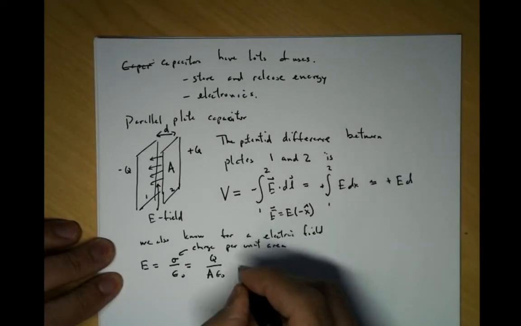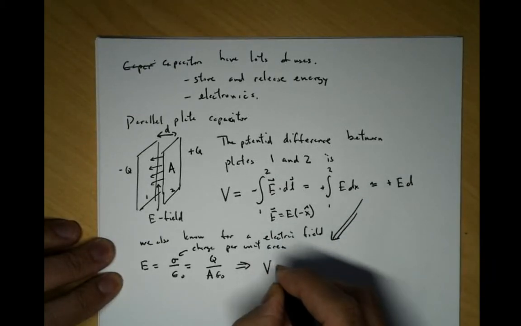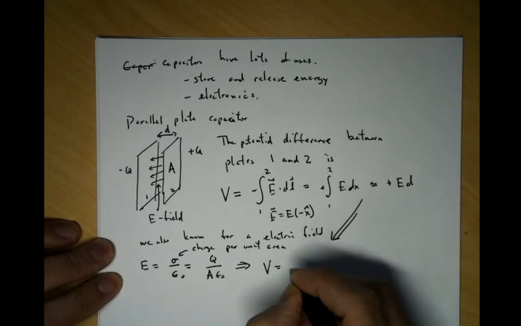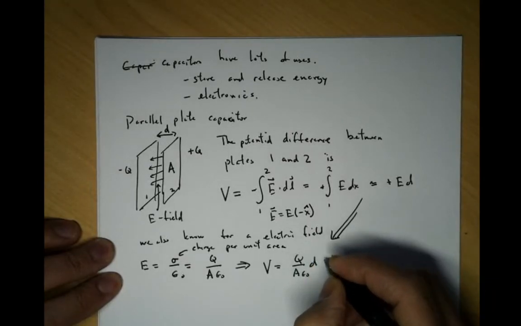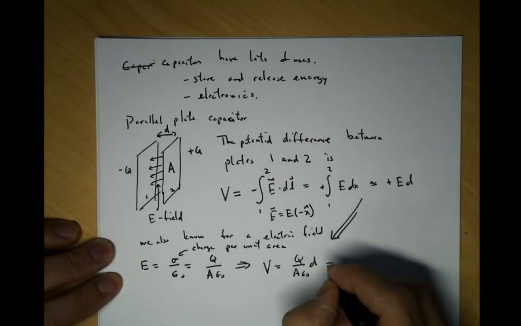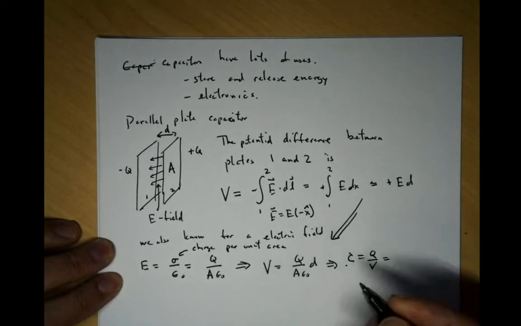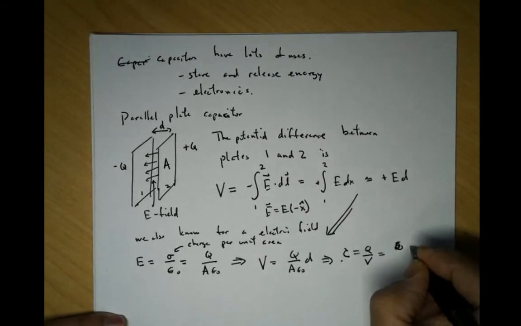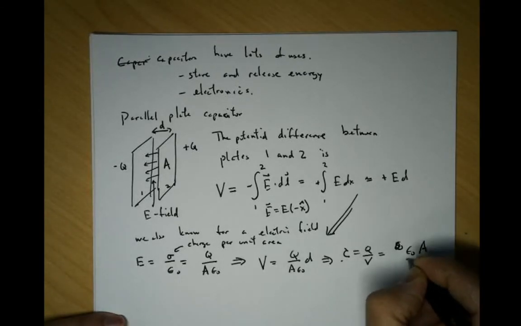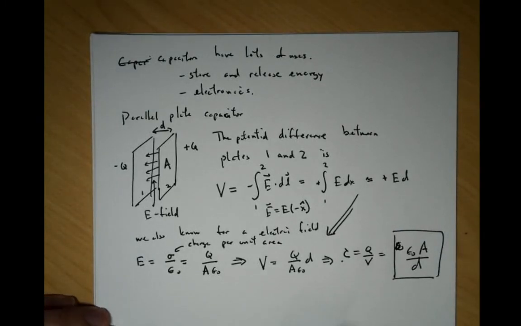So you combine these two things together. It means V is equal to, let's see, E times D, so it's Q over A epsilon 0 times D. And so what this implies is that C is equal to Q over V. You could just work this thing out. If you flip this and divide the Q out, it's going to be epsilon 0 A over D. So that's the first important result we're going to have.